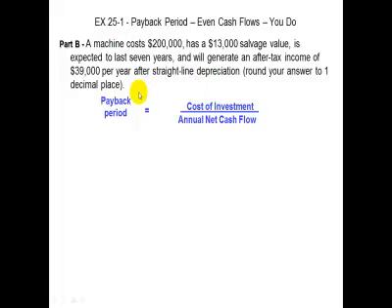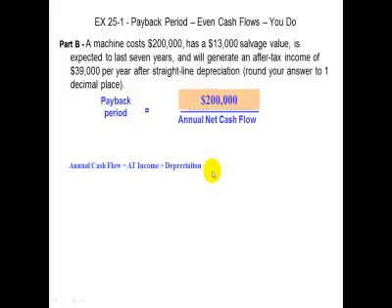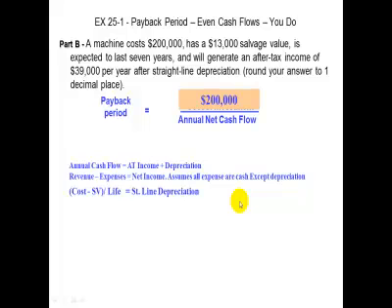Again, the payback period is going to be the cost of the investment divided by the annual net cash flow that this investment generates. So the investment cost is $200,000. That's what the machine costs. Annual cash flow is, again, the after-tax income plus depreciation added back, and we're looking at revenue minus expenses to get income, and it assumes all expenses are cash except for the depreciation.